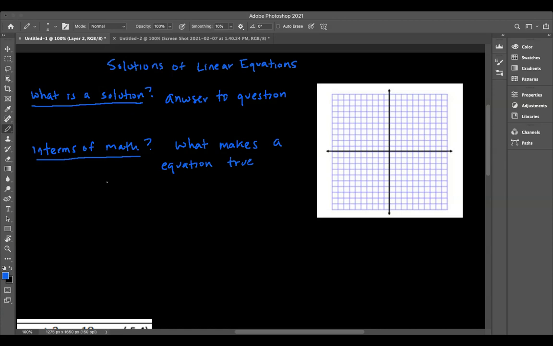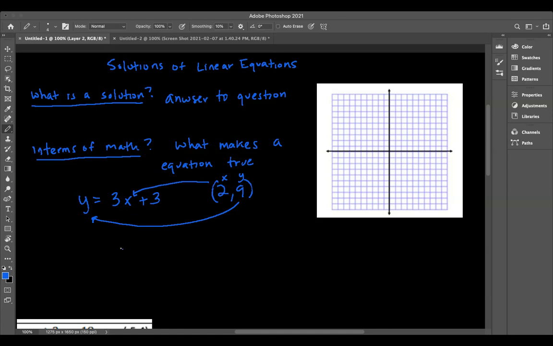So let's think about it in terms of this. Let me give you an equation: y equals 3x plus 3. Now, what about the coordinate point 2, 9? What do we know about this? This coordinate point, this is the x, this is the y. So what I can do is substitute the 2 in for x and the 9 in for y, and it should be a solution because it makes the equation true.